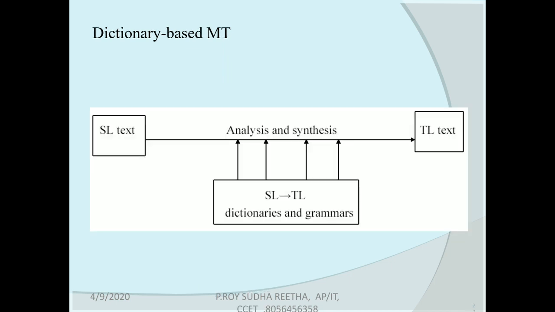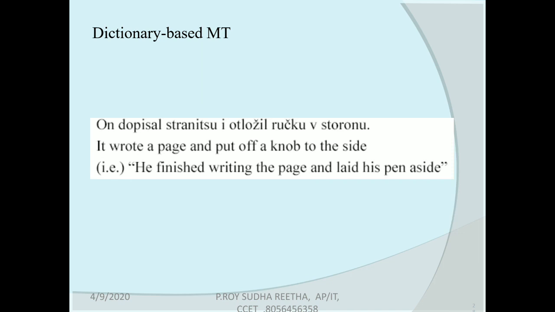And this is the source language text and the target language text. In between this conversion from the source language text to the target language text, the dictionaries and grammars are used for the analysis and synthesis stage. And for dictionary based machine translation, the example is given here.